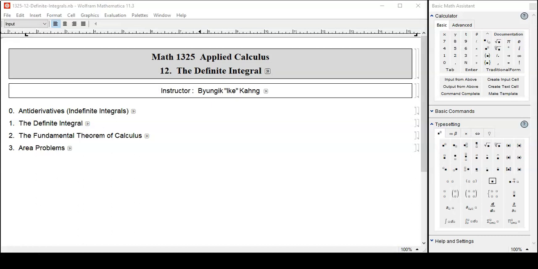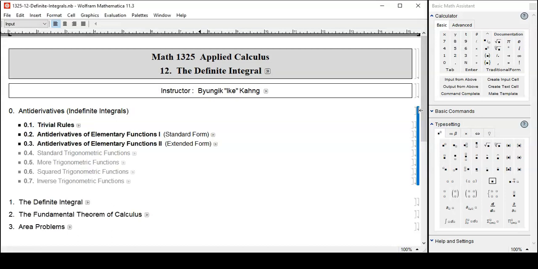Hello students, let's begin lesson 12, the definite integral, or just the integral. Previously we studied indefinite integrals, or antiderivatives, and those were functions. Here's a brief review by the way.